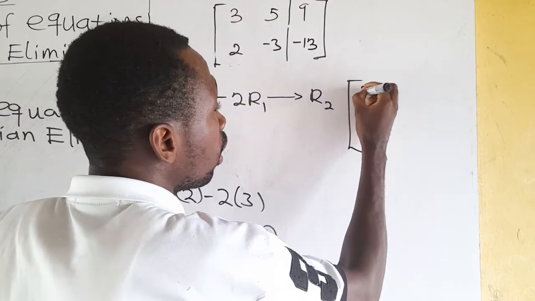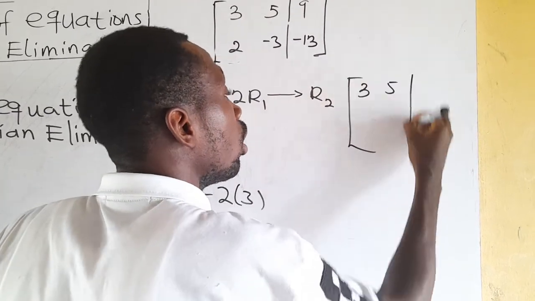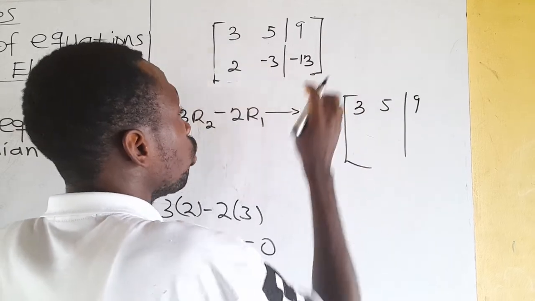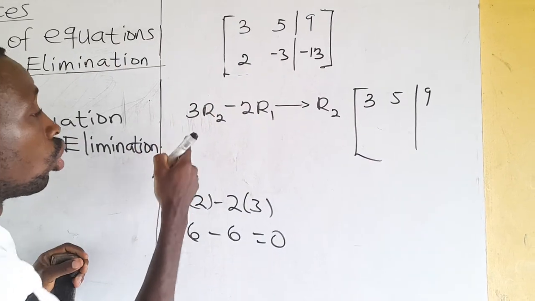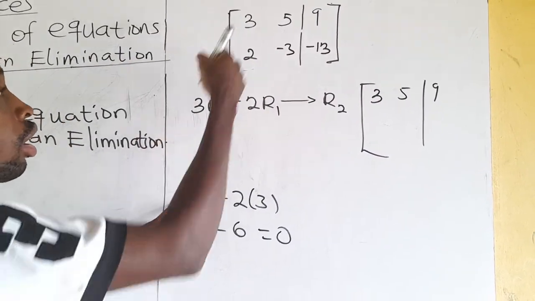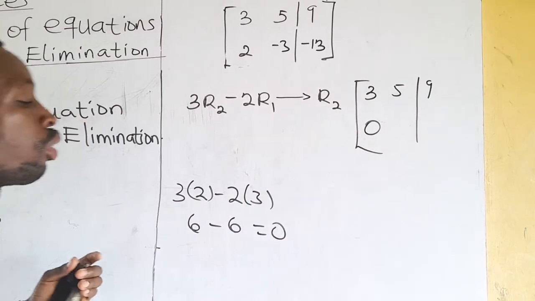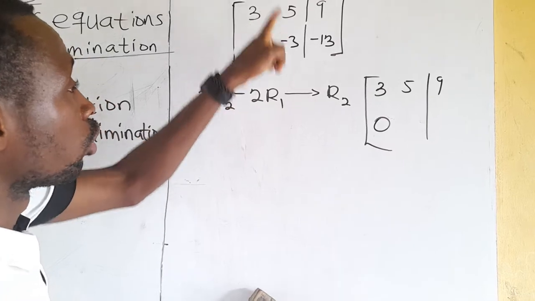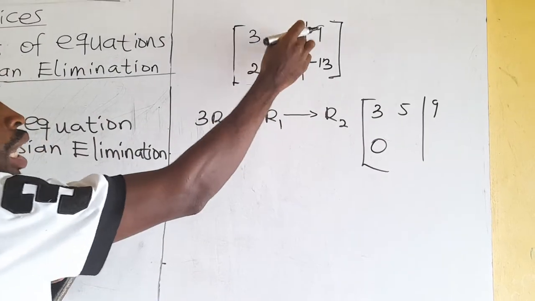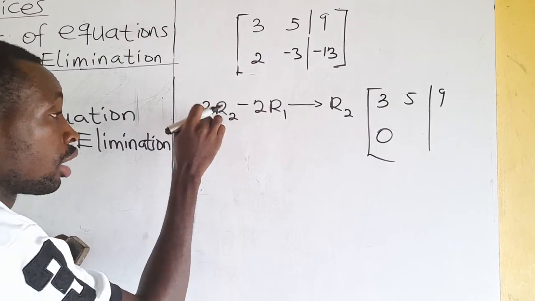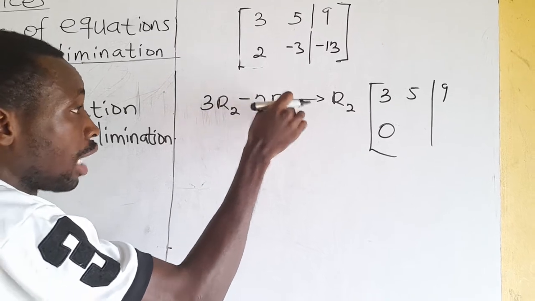So we just write it. The 3, 5, then the 9. Only this will be affected. So I'll multiply this 3 by 2 and we subtract, we get 0. So the entry here will be 0. What next? We come to this place. So we'll multiply still 3 times R2 minus 2 times R1.